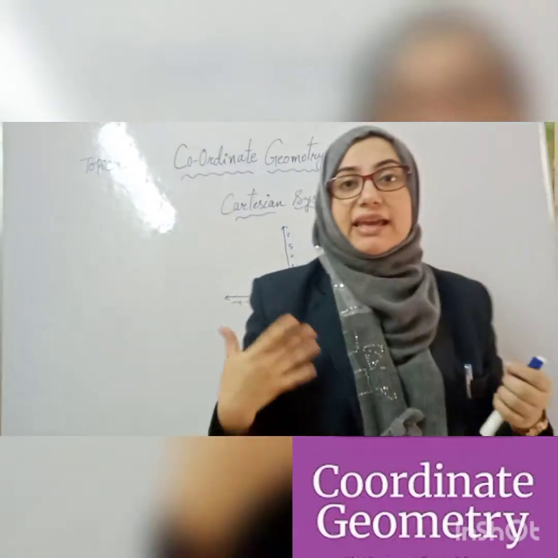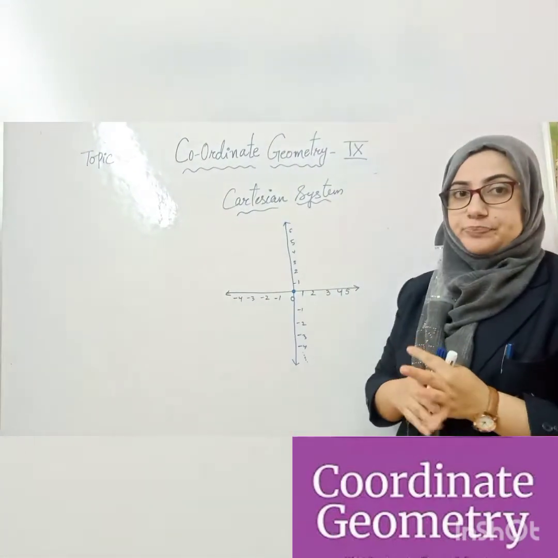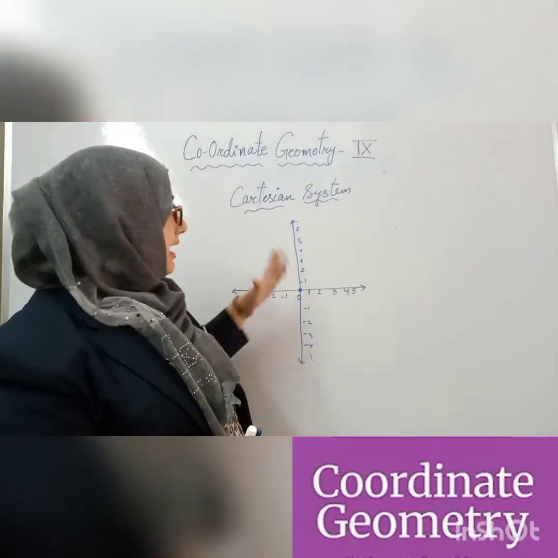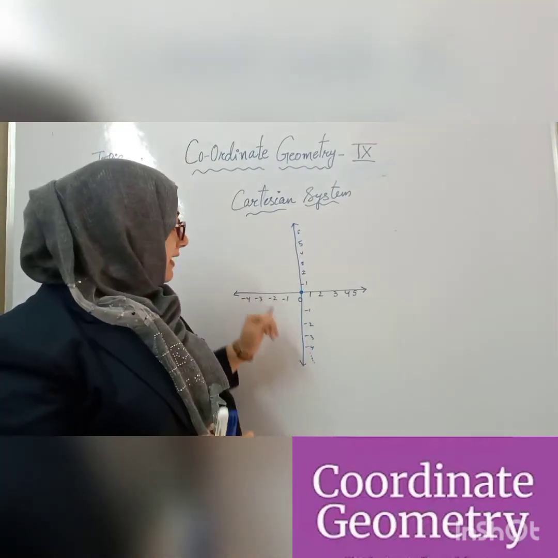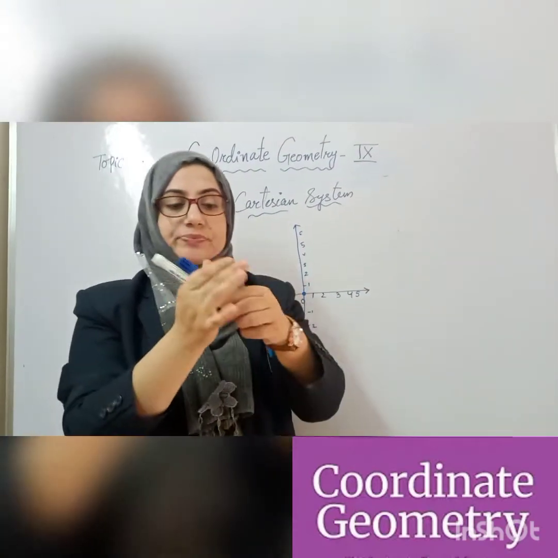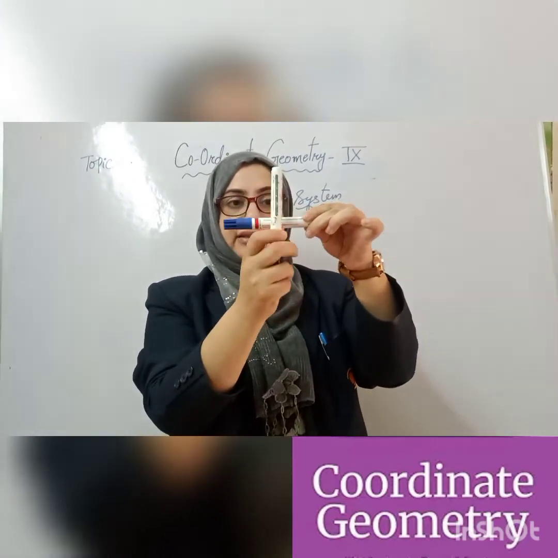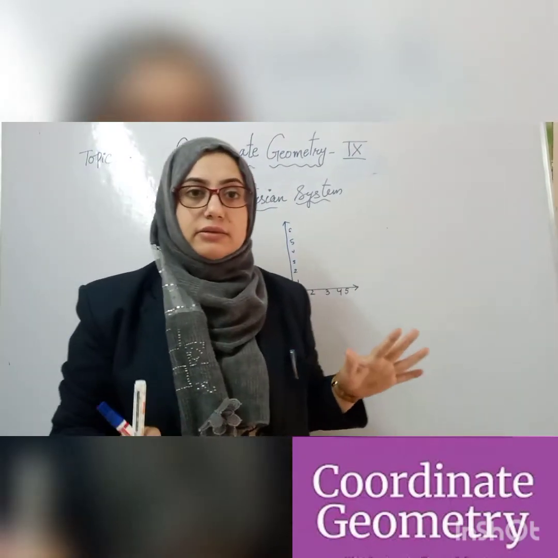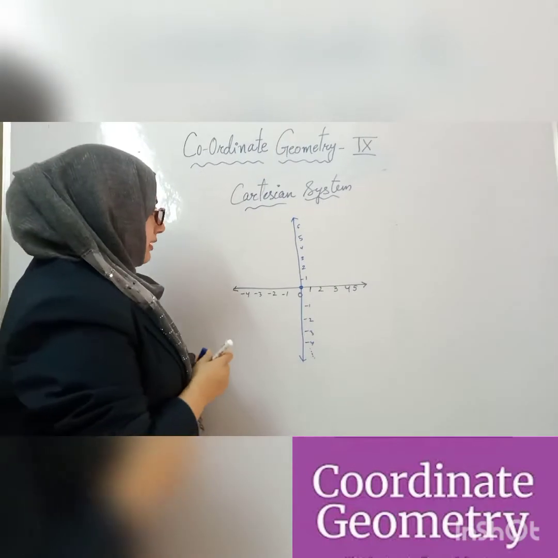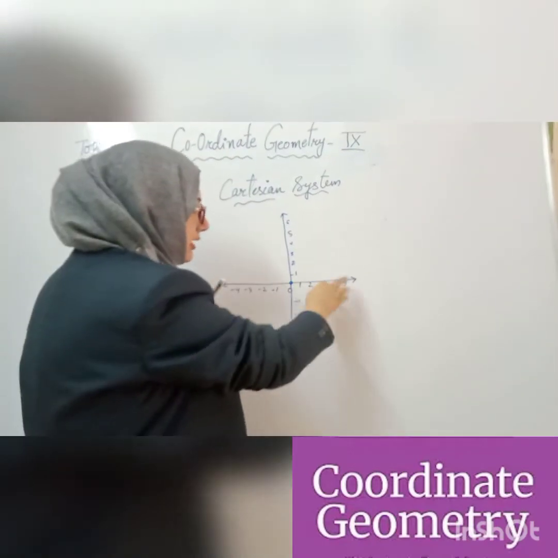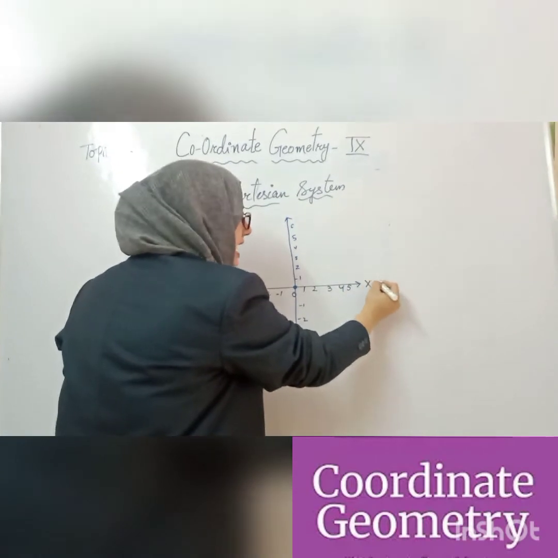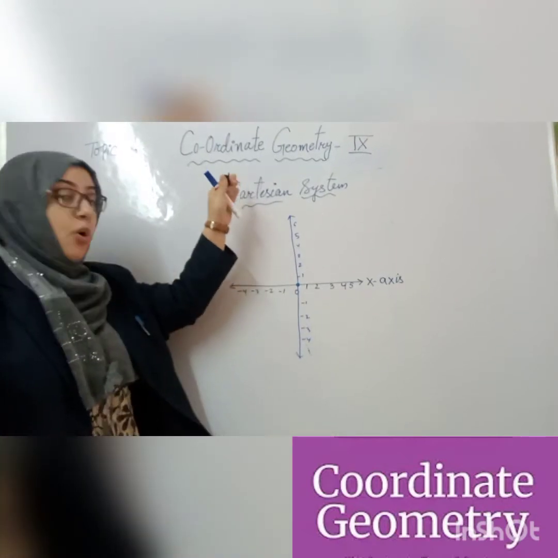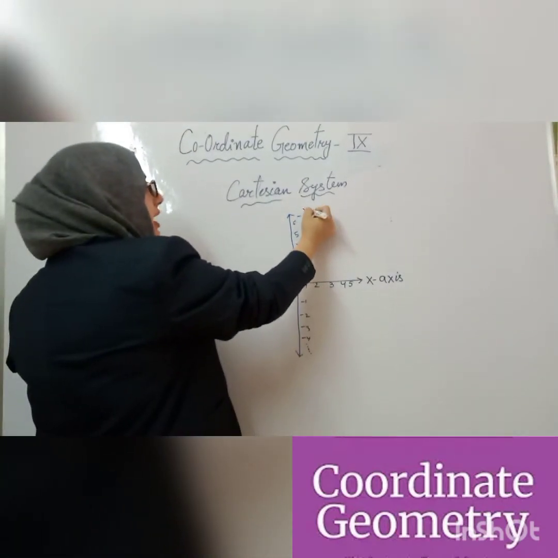Hope you understood. Once again, I'll repeat it. What is a Cartesian system? When two lines, one horizontal number line and one vertical number line, meet each other at their zeros, they make a plane. We call that a Cartesian plane. Now, this line which is horizontal, we always call it the x-axis. And this number line which is vertical, we call it the y-axis.